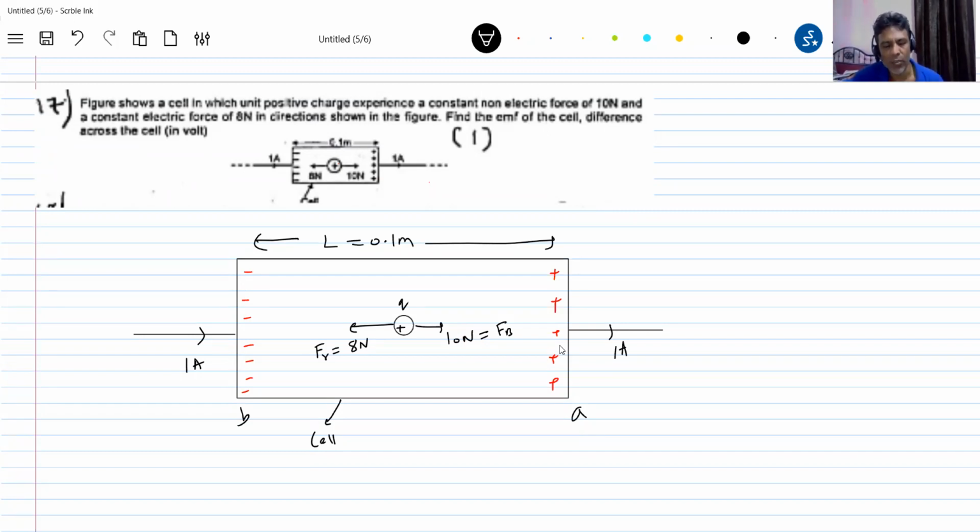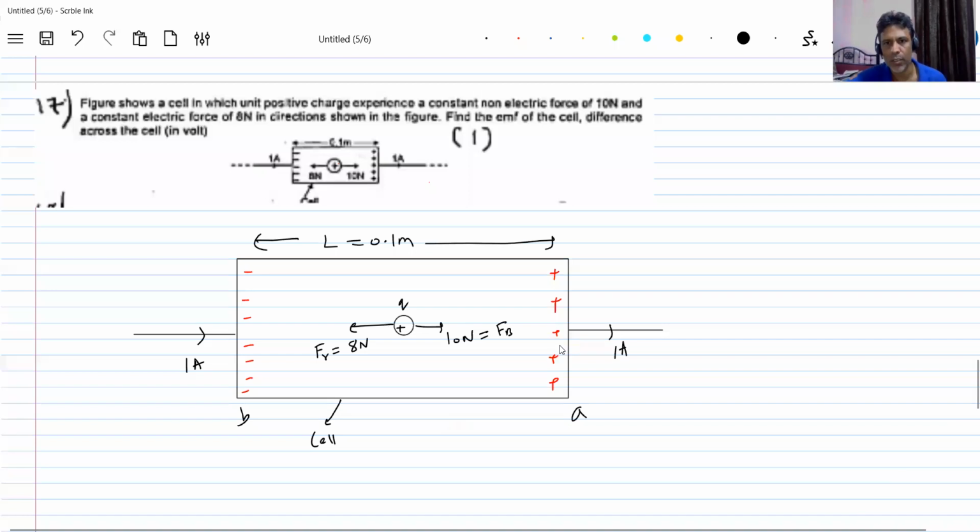What is this battery force? Work done by the battery force to displace a charge Q from negative terminal to positive terminal. And the material of the cell will offer resistance to the flow of charge, so that is nothing but work done to overcome the internal resistance. It is asking to find the EMF of the cell and the potential difference across the cell, the terminal voltage. Both things you have to find out.